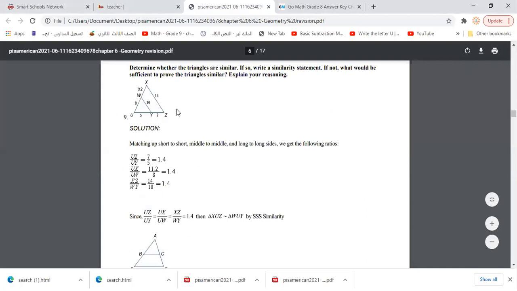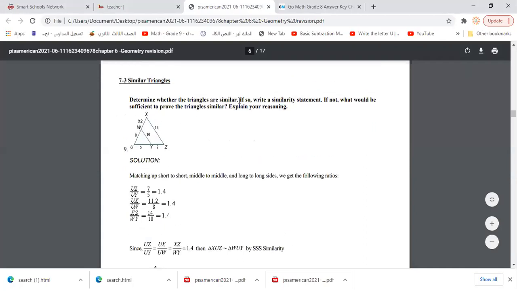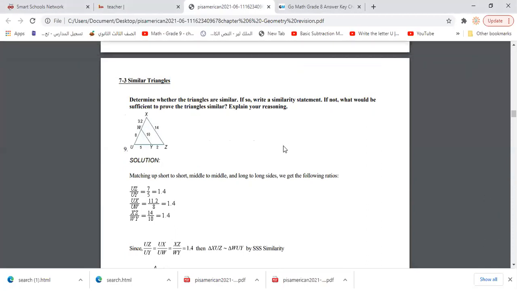Determine whether the triangles are similar. If so, write the similarity statement. If not, say why. In this question, let me ask you, did he mention any parallel sign in the question? Did he put arrows over the sides? No. For this reason, don't try to use parallel and corresponding angles and so on. So please don't confuse between those two types of questions.